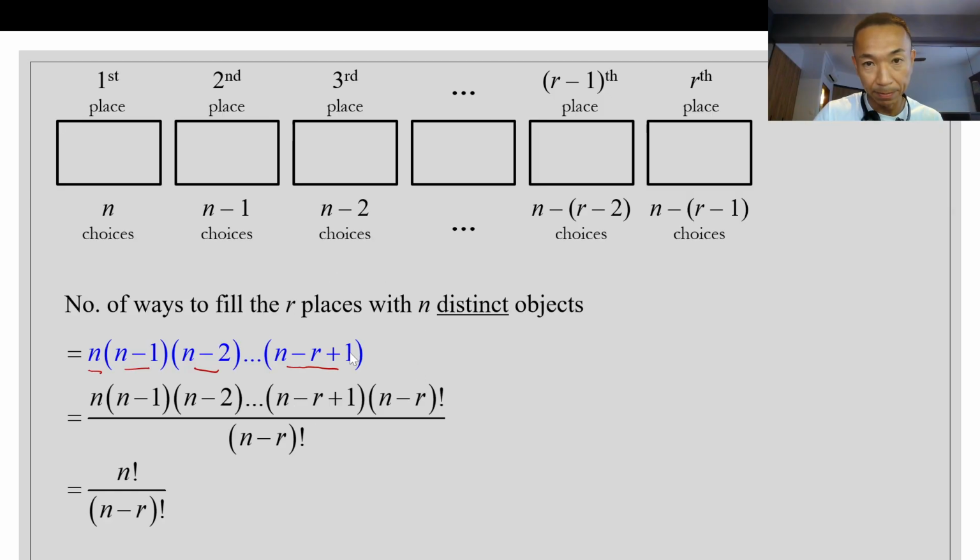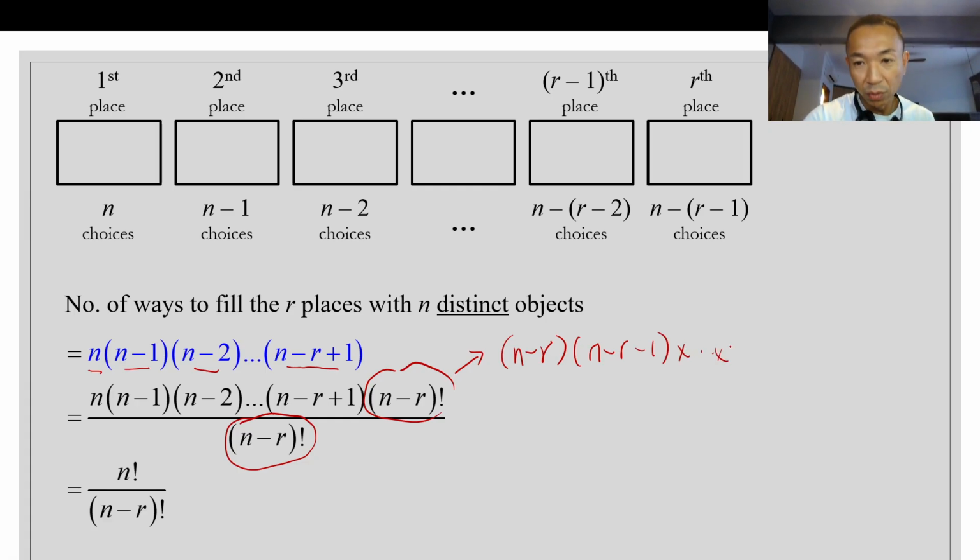So therefore you get this. Now, if I manipulate it a little bit, if I multiply numerator and denominator by n minus r factorial, nothing, I just multiply by 1. Now what do I get in my numerator? n, n minus 1, n minus 2, all the way to n minus r times n minus r factorial. And this one would mean that it is n minus r minus 1 times all the way to 3, 2, 1. Which means the numerator now becomes a simple n factorial. Your denominator now is your n minus r factorial.